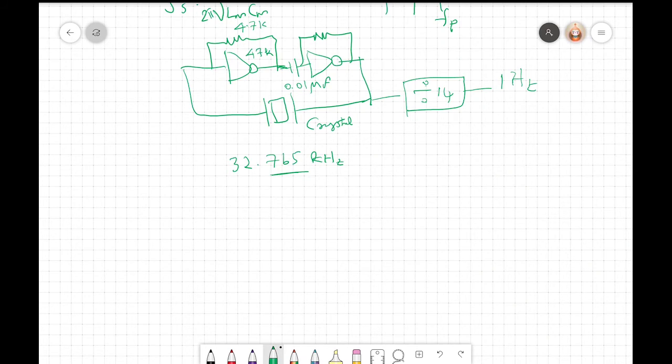Another usage is, you know, if I keep the crystal and I apply a force like this, then I get a voltage generator. I can adjust the number of crystals like this.